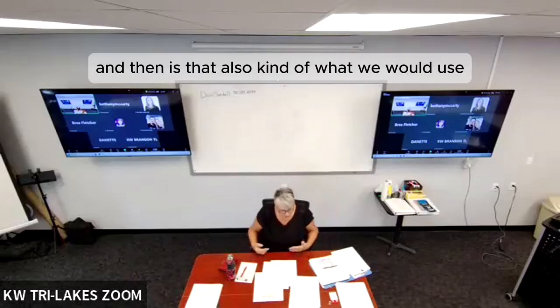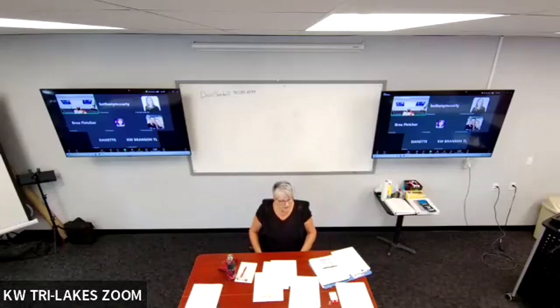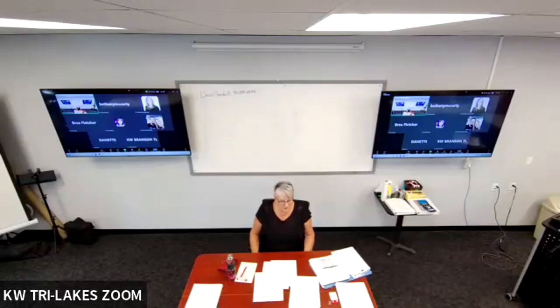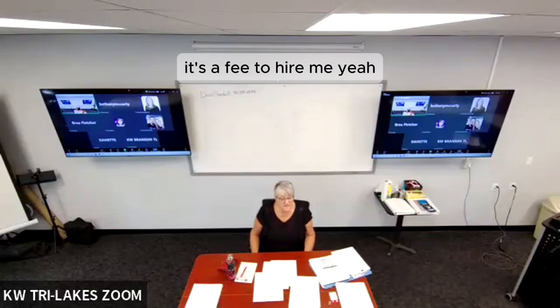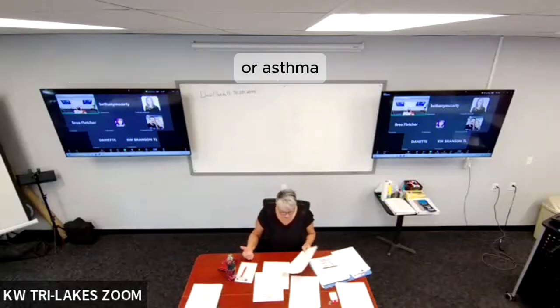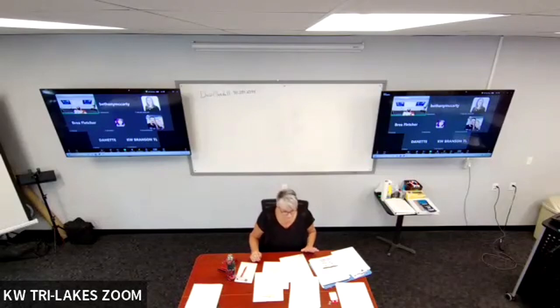And is that also kind of what we would use if we're doing a listing and putting out all the photos and drones and all the stuff? It's a retainer fee. It's a fee to hire me. The compensation fee is also going to be a marketing or admin fee. So there are 3 different types of fees set out in an agreement.